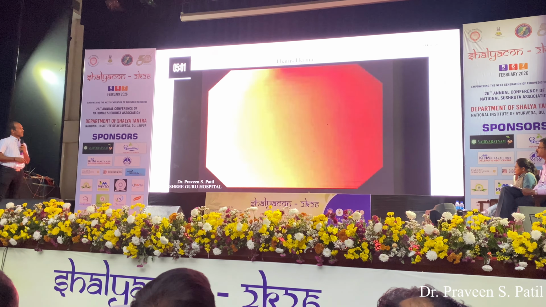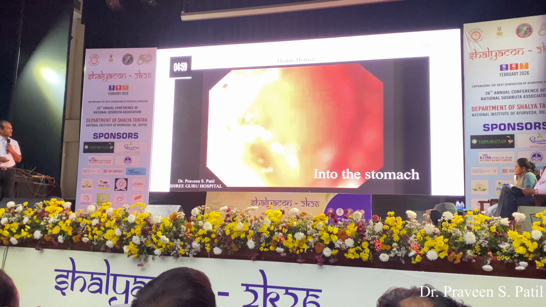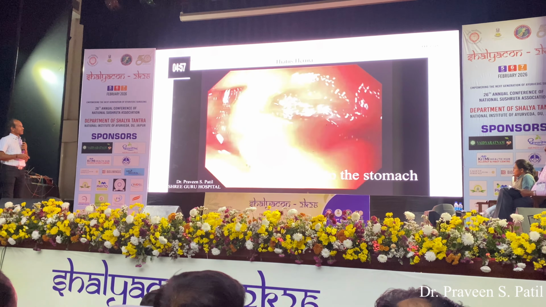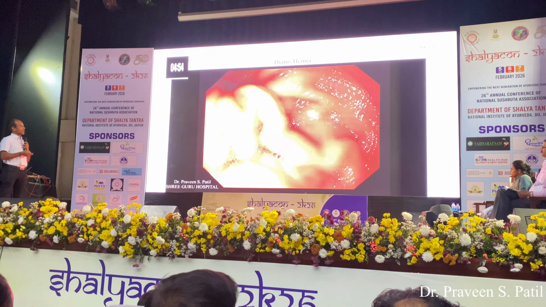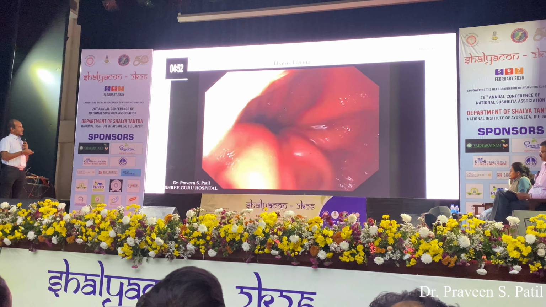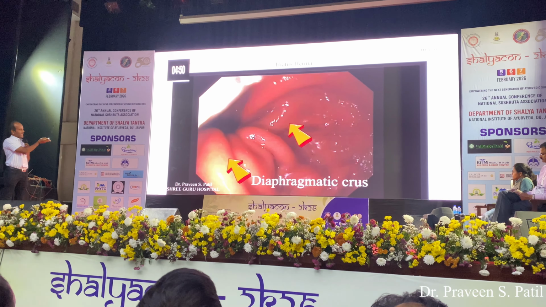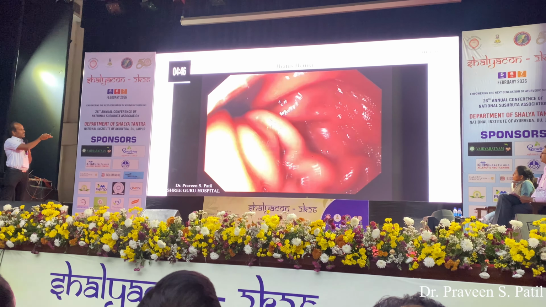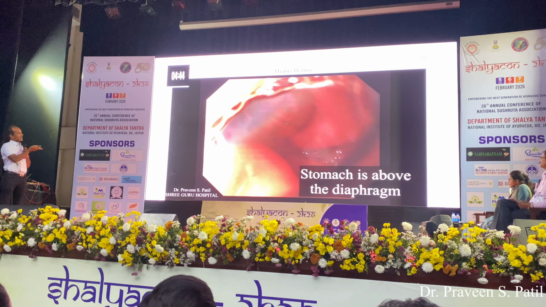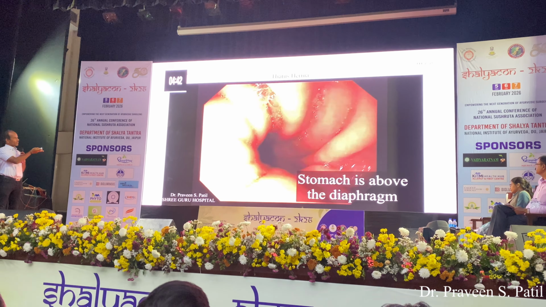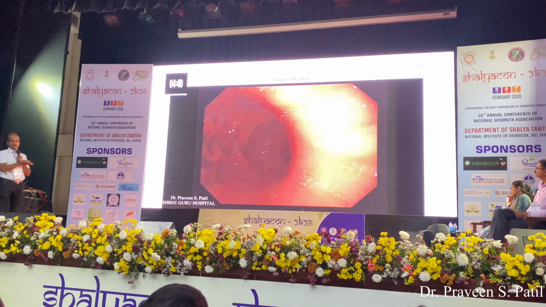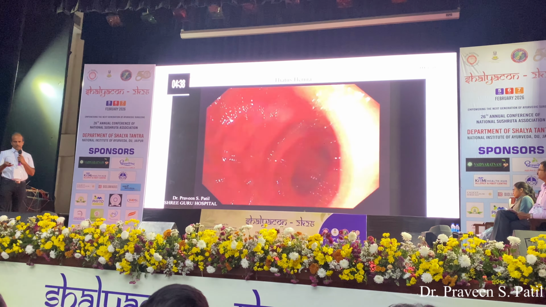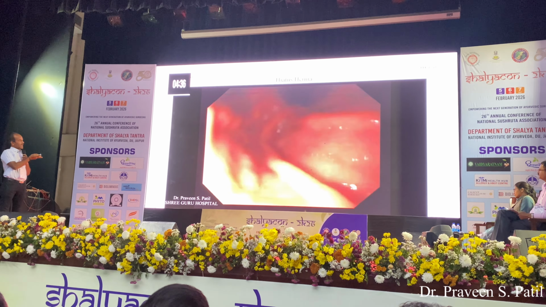So this is the most common feature, the condition where we can see the GERD features. Here you can see this is a gastric mucosa, columnar epithelium is there. This is a diaphragmatic crus. I have not yet crossed the diaphragmatic crus, but I am seeing the mucosa of the stomach here in the thorax. So it's a hiatus hernia.